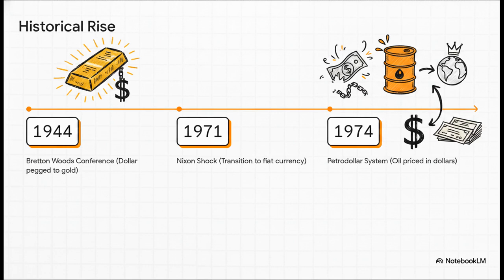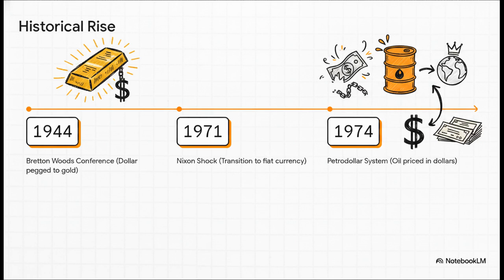First, 1944, the Bretton Woods Conference. The U.S. comes out of World War II holding over 70% of the world's gold reserves, so it anchors the global system by pegging the dollar to gold. But fast forward to the 1960s, and the overhang of dollars held abroad is completely dwarfing those actual gold stocks.